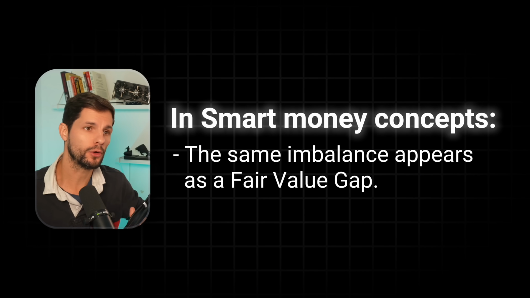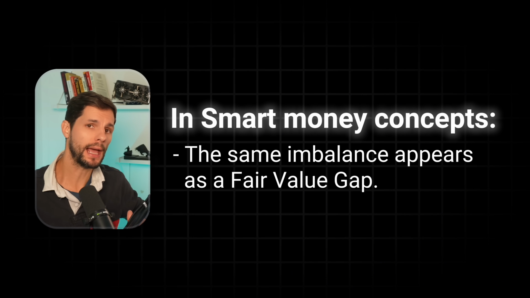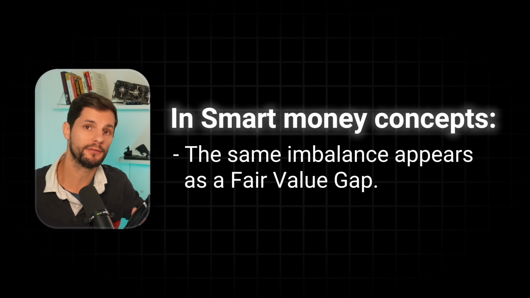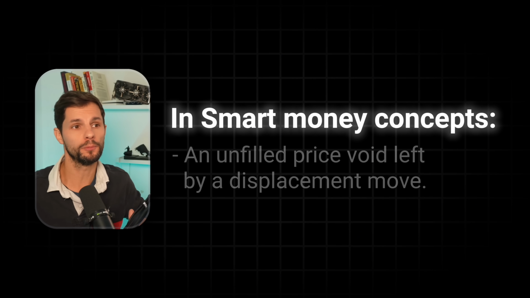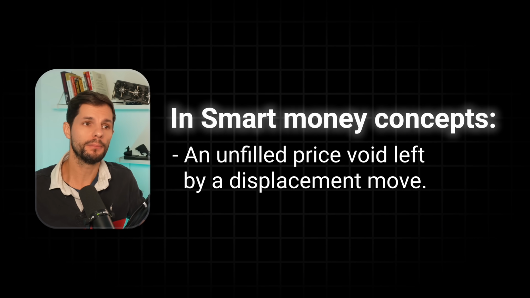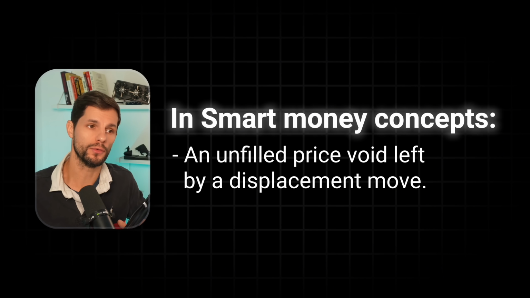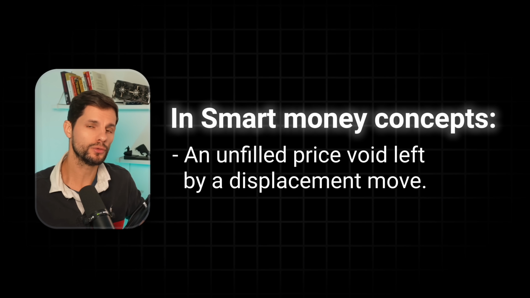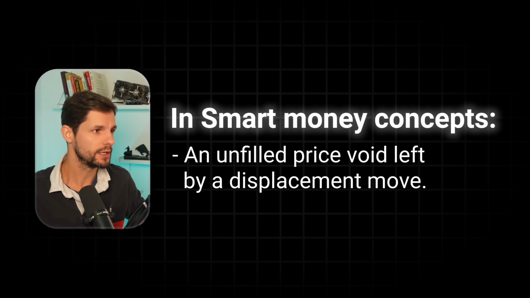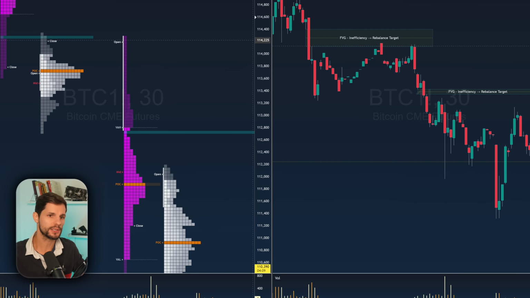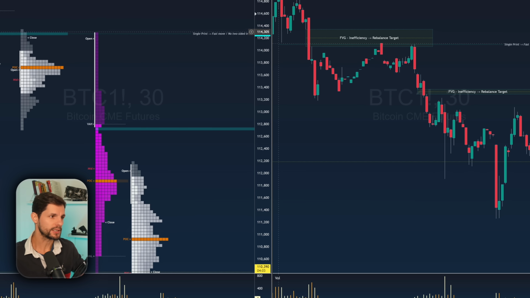So in smart money concepts, the same imbalance appears as a fair value gap, an unfilled price void left by a displacement move. So again, just to mark those two same gaps, you have the top one here. Let's just mark it as a single, and you can see that price on the TPO, that's what it looks like. That's where the low of the gap is, the fair value gap or the single print.